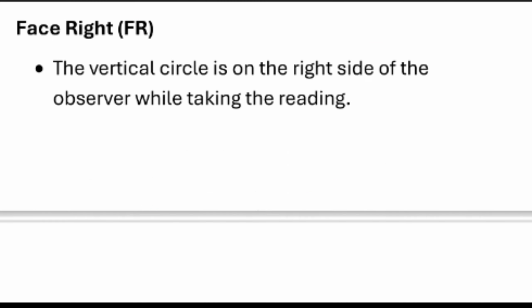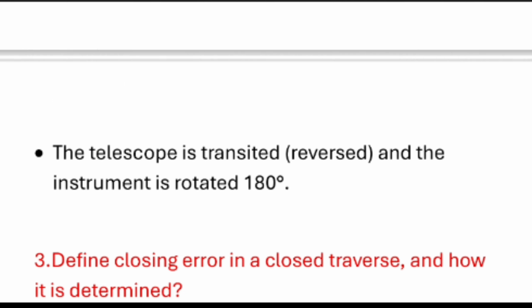Coming to the face right observation, similarly, the vertical circle is on the right of the telescope while taking the reading. Whenever you see the reading in the instrument, the vertical circle should be on the right of the telescope. That is face right observation. When it is a face right observation, the telescope should be in reverse position, nothing but you rotate the instrument 180 degrees. Reverse position is nothing but rotating the theodolite by 180 degrees.